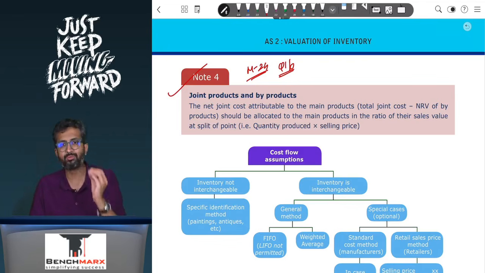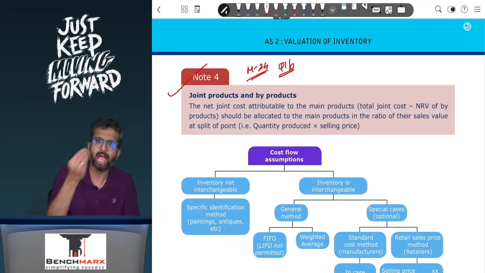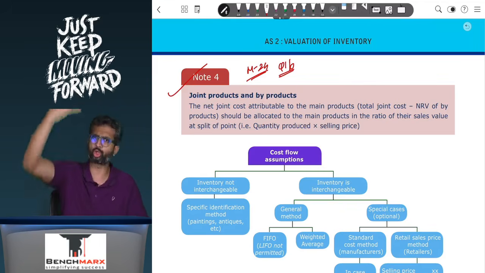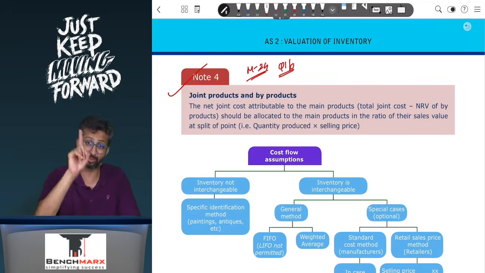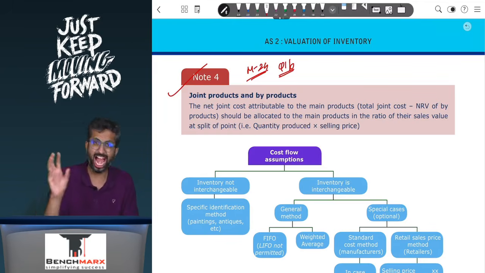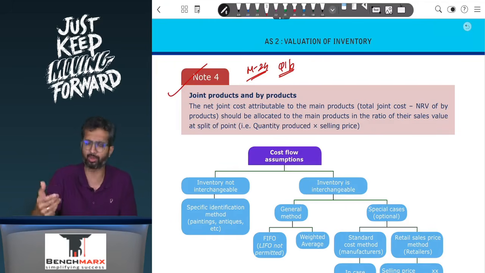A byproduct is something where the management is not serious about selling it, and does not keep any detailed inventory or records for that. Hence byproducts as per AS 2 are to be measured at NRV, and they will be reduced from the net joint cost. So you will calculate the total joint cost, but that joint cost is for petrol, diesel as well as chemical one. I will measure chemical one at NRV and find the net joint cost, that is the total joint cost minus the NRV of the byproduct.